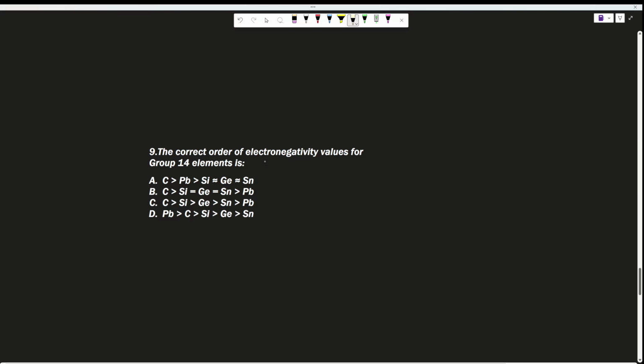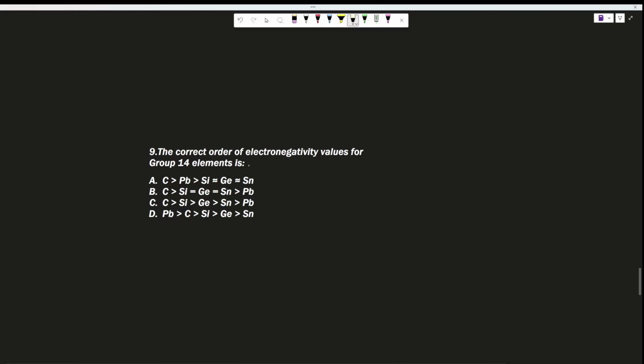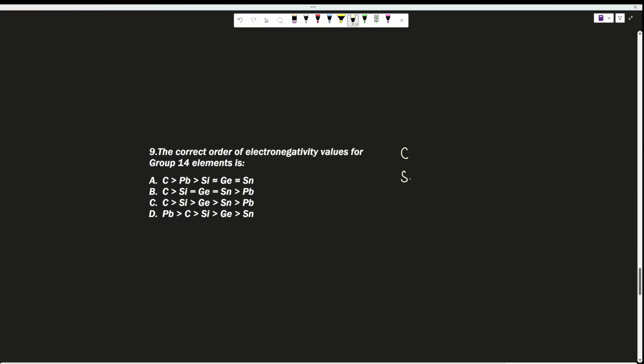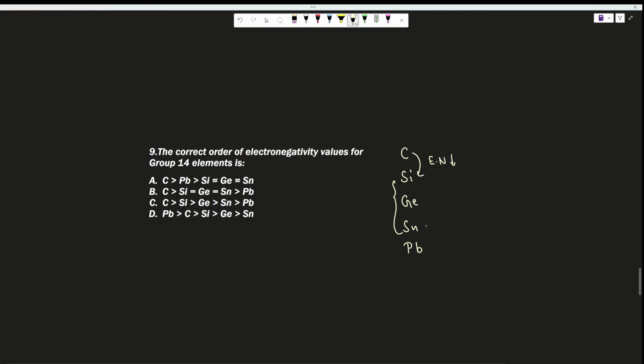Now the correct order of electronegativity values for group 14 elements. Here also almost similar thing will happen, but in this carbon, silicon, germanium, tin and lead you have. So when you move from carbon to silicon, electronegativity will decrease. Always first to second element, it will be the normal trend. Then if you observe for these silicon, germanium and tin, the electronegativity value is almost the same.